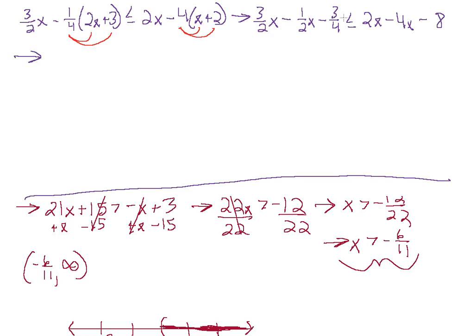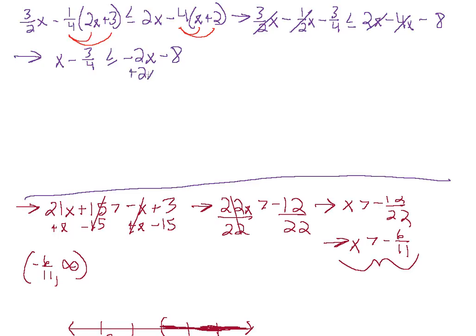All right, over here we can combine these two terms. 3 over 2 minus 1 over 2 is 2 over 2, or just 1, so we just have x. We just combine these terms. We have our minus 3/4. One less fraction is always good, so we have 2 less fractions. We have less than or equal to. We can combine 2x and minus 4x to make minus 2x. We have minus 8. Let's move our variable to the left-hand side, everything else to the right.